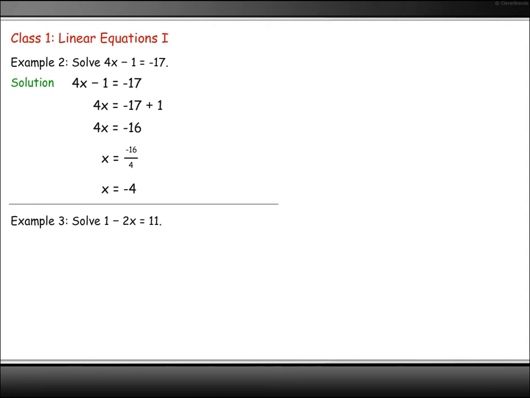Example 3. Solve 1 minus 2x is equal to 11. Get the minus 2x on its own by moving across the plus 1, where it changes to minus 1. Therefore, minus 2x equals 10. Now get the x on its own by dividing both sides by minus 2. Therefore, the solution is x is equal to minus 5.